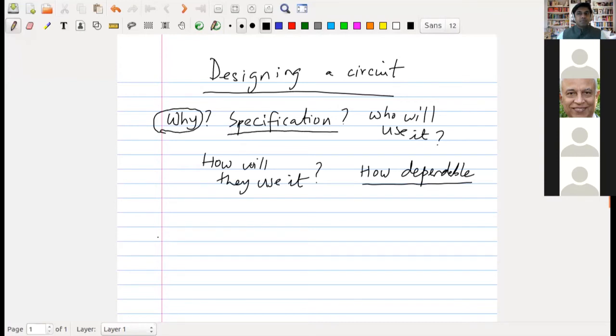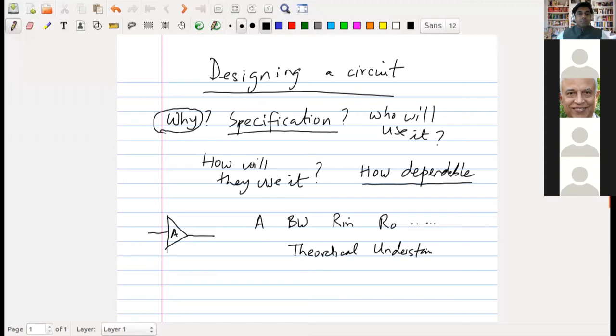For example, let us say I want to build an analog amplifier. What are the specifications you want? For example, the gain, bandwidth, input impedance, output impedance. Here is where your theoretical understanding comes into the picture.